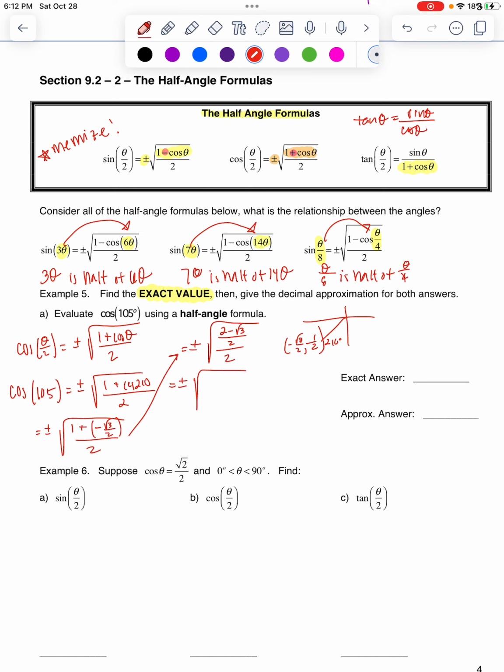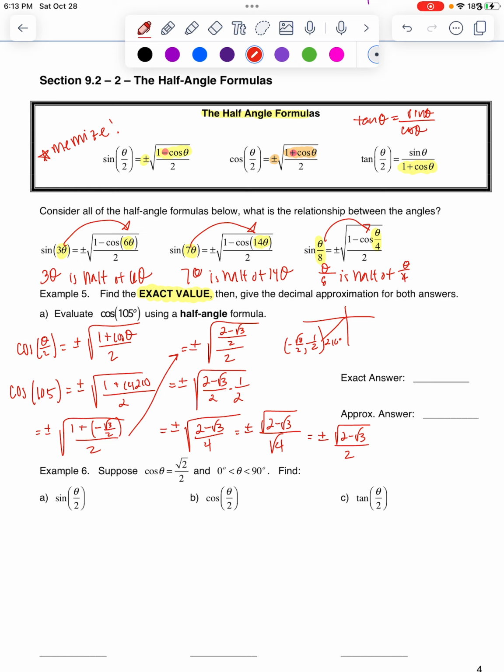Again, with the complex fractions, I can take the 2 minus root 3 all over 2 and multiply it by the reciprocal of the 2, flipping that fraction. So we have a plus or minus the square root of 2 minus root 3 all over 4. If I separate my radicals, we would have a radical 4 on the bottom, and so we can simplify this to 2 minus root 3 all over 2.